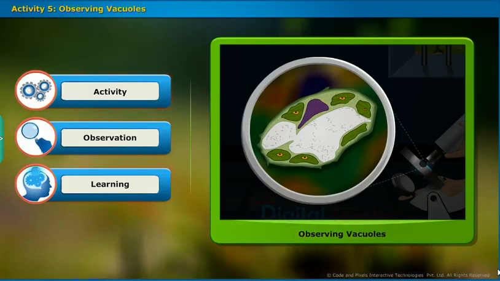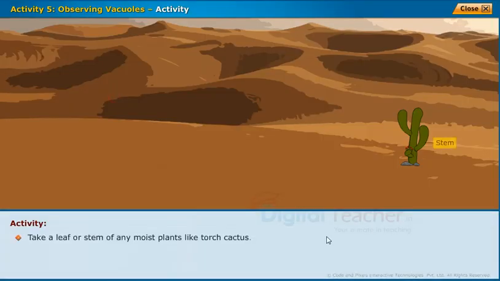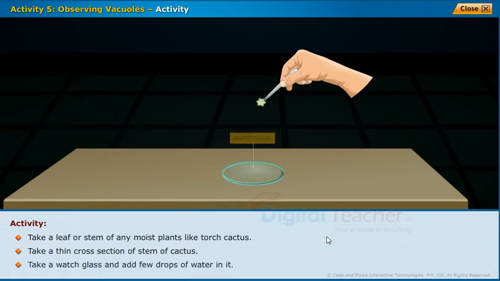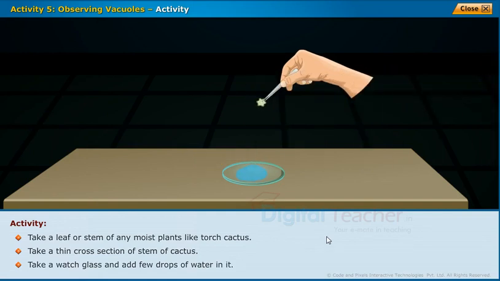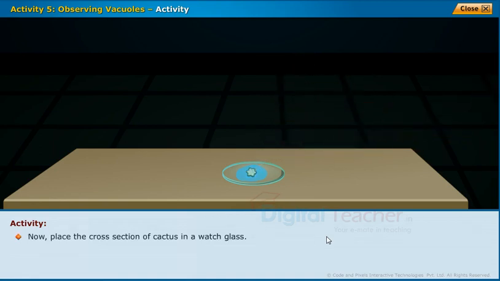Here, let us perform an activity to observe the vacuoles in cactus leaf. Click each tab to know more. Take a leaf or stem of any moist plant like torch cactus. Take a thin cross-section of stem of cactus. Take a watch glass and add few drops of water in it. Now, place the cross-section of cactus in the watch glass.